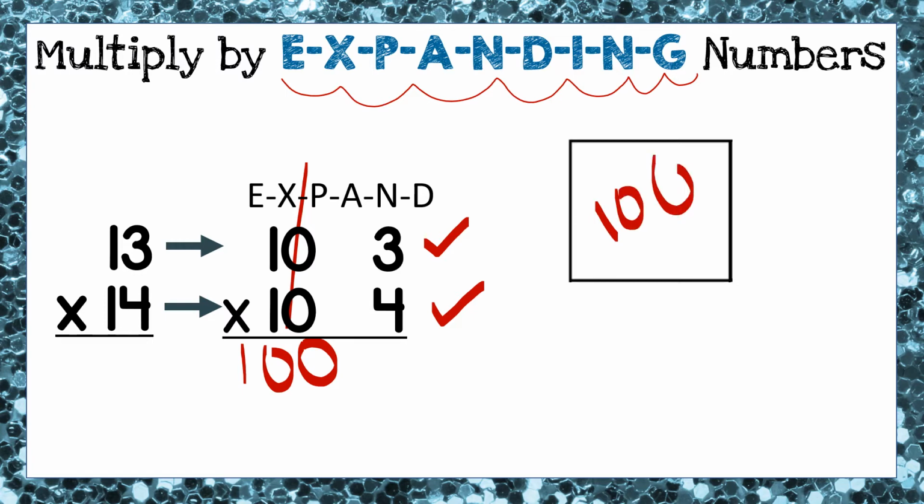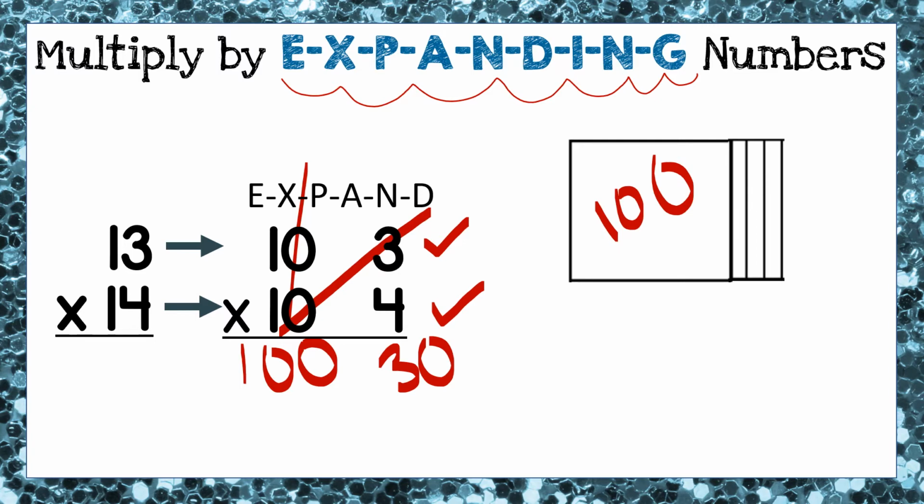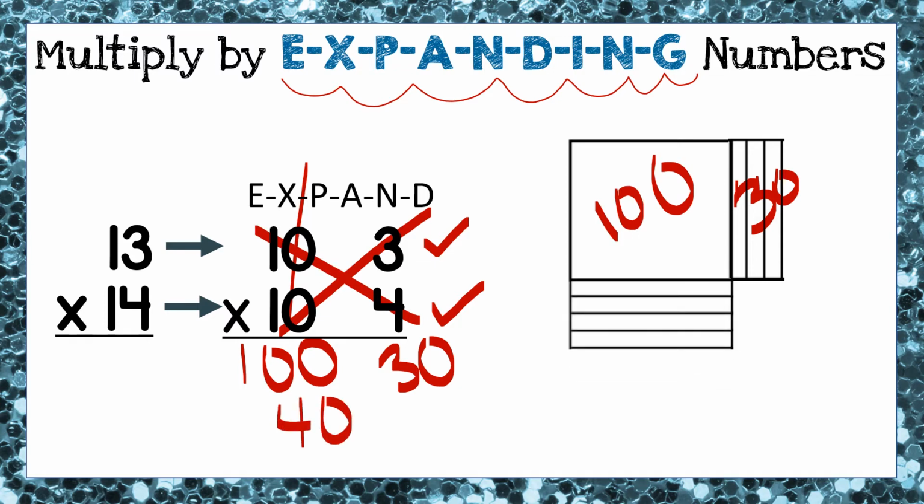This represents 100. Now I'm going to multiply this 10 times that 3, and 10 times 3 is 30. And I'm going to add 30 to this model. As you can see, I have 3 rods, 10, 20, 30. So this part of this model is 30. Next, I'm going to multiply 4 times 10, and that is 40. 40 will be represented like this. I have 4 10 sticks, and that part of this model is 40.